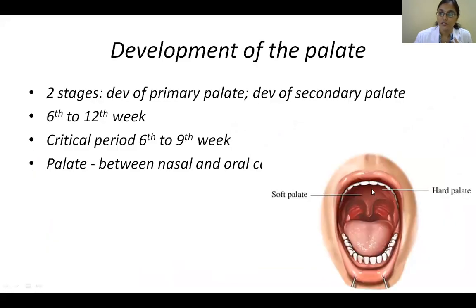So here, just behind your teeth, that hard part is the hard palate. More posteriorly, this entire thing is the soft palate, and this part which is hanging down is the uvula. So the hard palate, then more behind the soft palate, and the uvula. The hard palate is where the palate is ossified, the soft palate is where it is not ossified, and there is no bone, rather there is palatal musculature.